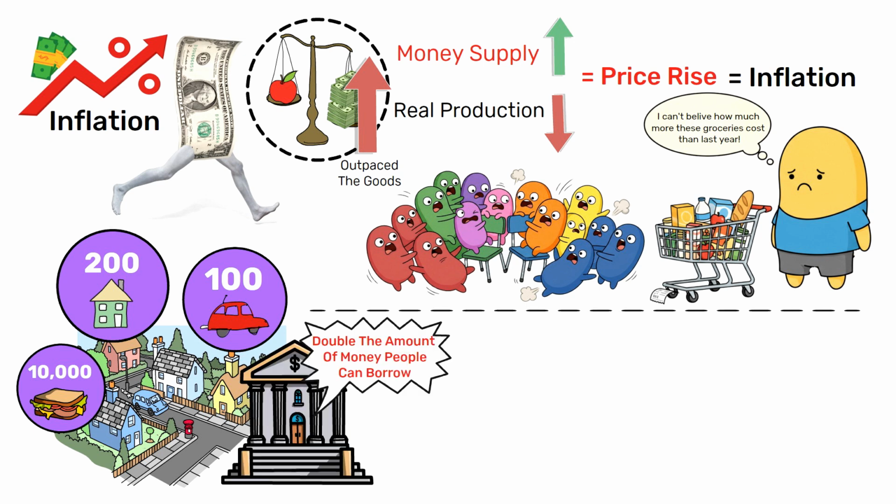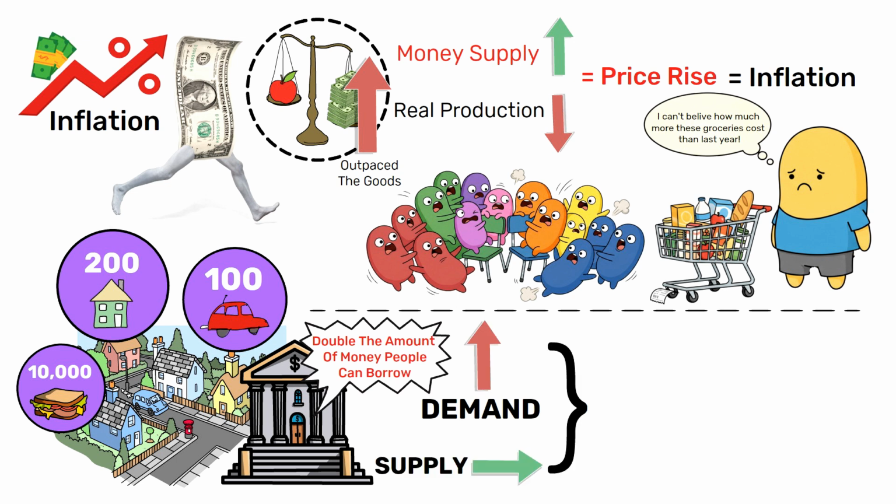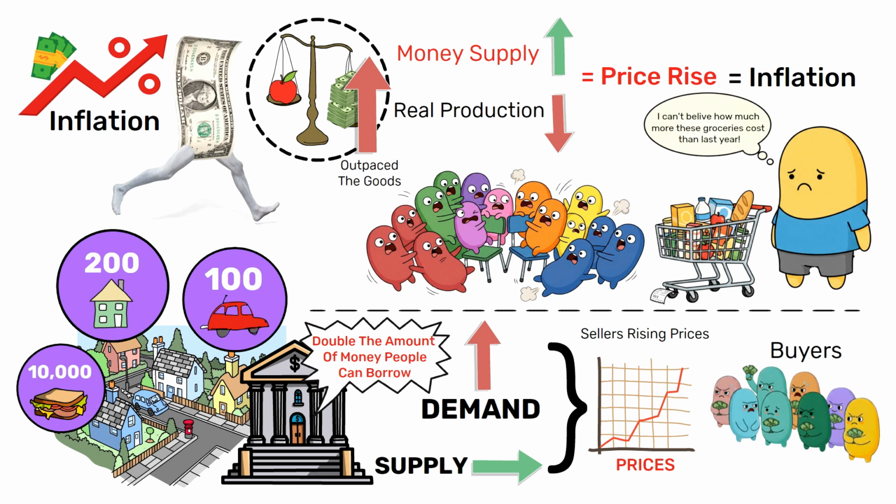If banks suddenly double the amount of money people can borrow, demand jumps while supply stays fixed. Sellers raise prices because they can, buyers complain because they must, and the whole system absorbs the shock through higher costs. But inflation isn't the only consequence.